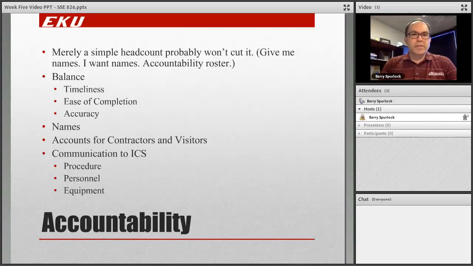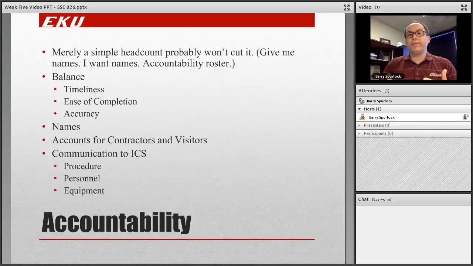Accountability, I've discussed this already. I'm going to reiterate a few other things because it's very important. Merely a simple head count probably won't cut it. Give me names. You've often heard that. I want names. Many times, it's some type of accountability roster, whether it's an employee attendance sheet, maybe supervisors, team leaders, what have you, keep a running list each day of who is there, who's leaving early.